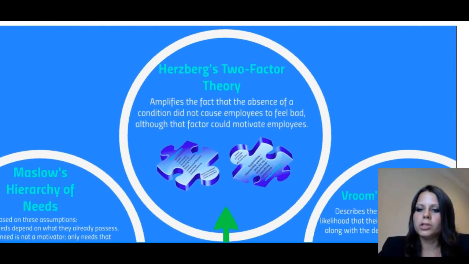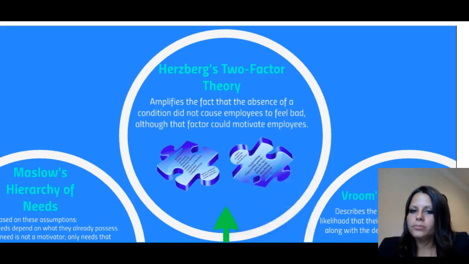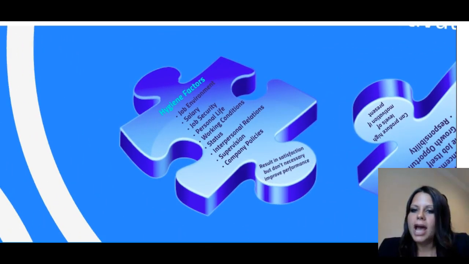Now, Herzberg took this theory and revised it a little. This amplifies the fact that the absence of a condition doesn't cause employees to feel bad, although that factor could motivate an employee. So there's two different factors. There's hygiene factors and motivating factors. Herzberg basically says that base of the pyramid we saw introduced by Maslow is not a motivator. Okay, they result in satisfaction, but they won't necessarily improve performance.